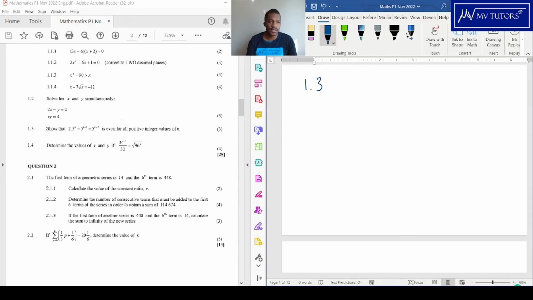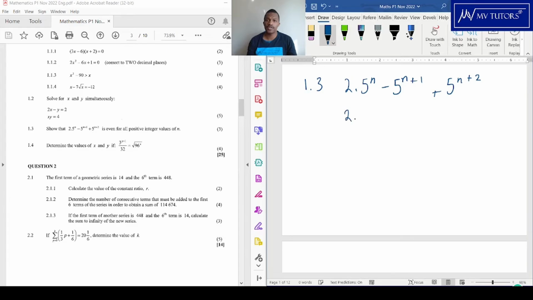Okay, let's do 1.3. And it says show that the expression is even for all positive integer values of n. So we are given 2 times 5^n minus 5^(n+1) plus 5^(n+2). Is that a minus 2? No, it's a plus 2. Yeah, it's a plus 2. Okay, so even if you don't know what the question is asking you for, just go ahead and simplify it, and we'll see at the end what we can conclude.